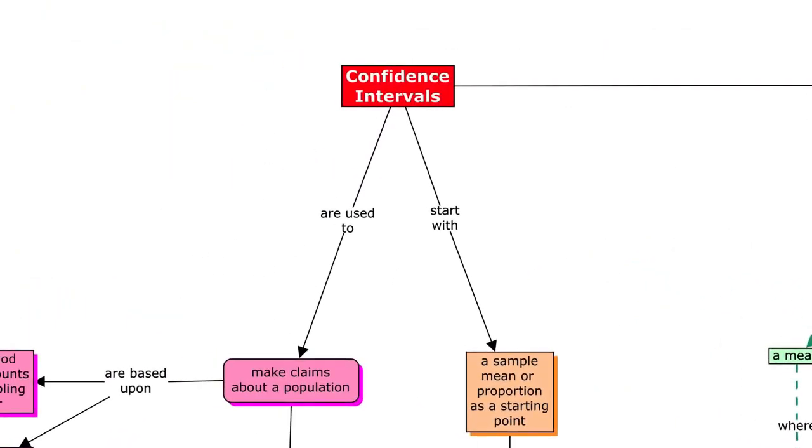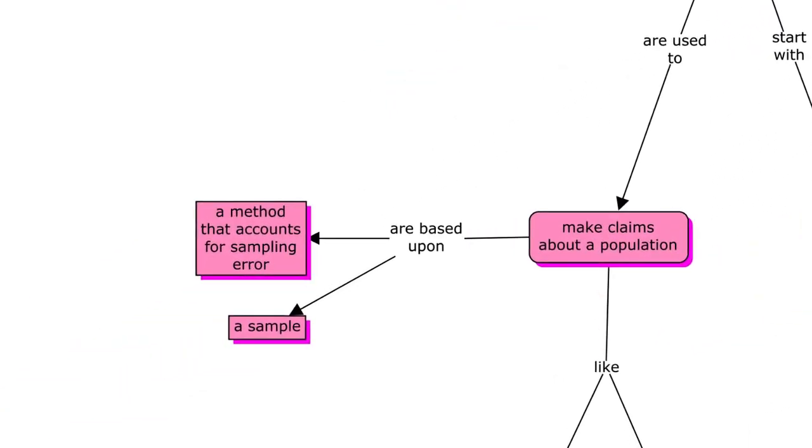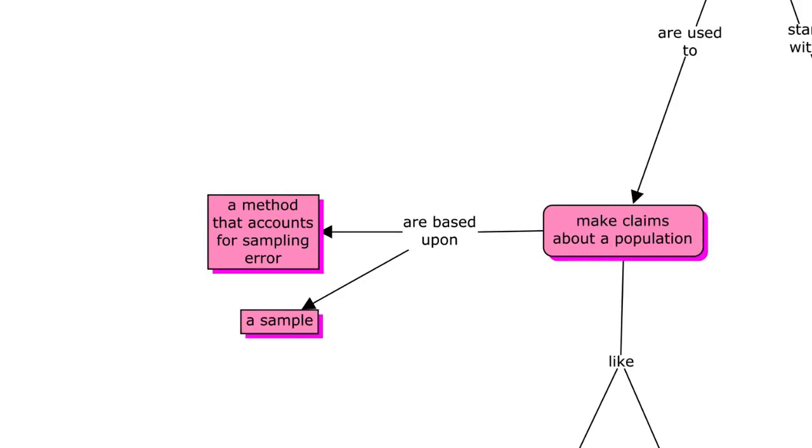Confidence intervals are used to make claims about populations. So, for example, we might be interested in the population mean, or a certain population proportion, or some other characteristic about the population itself. Of course, this isn't always possible, and so we must rely upon a sample. And so, when we're constructing confidence intervals for some characteristic of a population, we are basing this upon a method that necessarily takes into consideration sampling error.